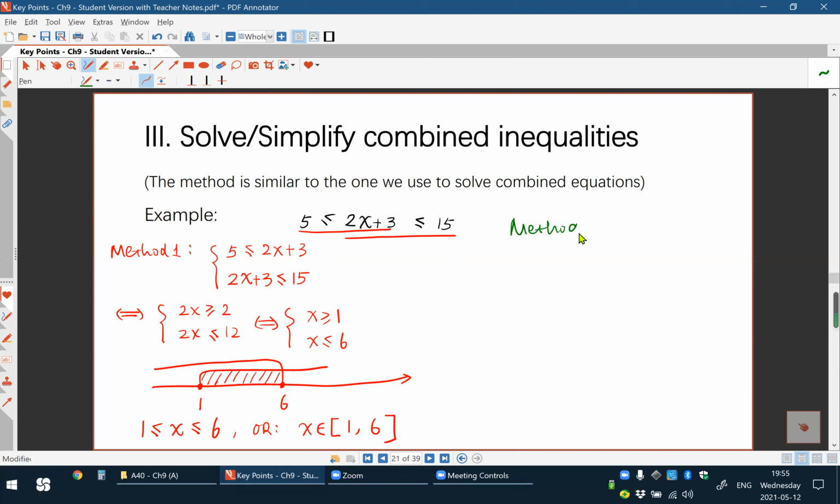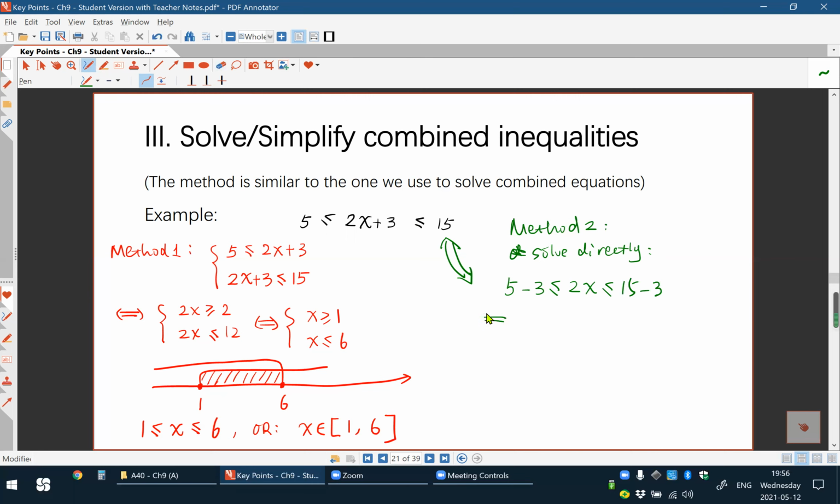And we can also have a second method, which we can directly solve, which means we can do the transformation at the same time to both of the two inequalities, right? So the original inequality is equivalent to, first we can minus 3 to both sides of the inequality, right?